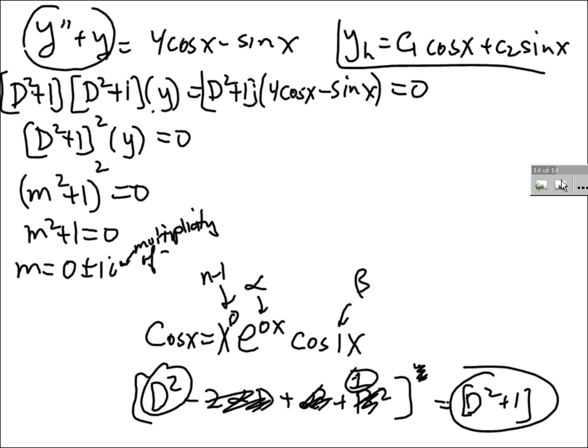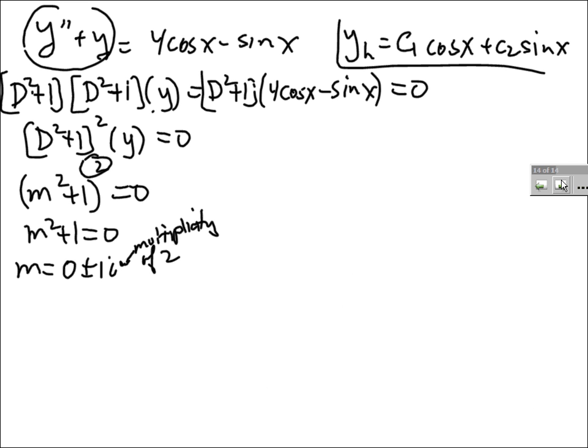Multiplicity of 2. Why of 2? Because the power is 2. That just means whatever you get from the first root, double root, just multiply it by x. You get that.